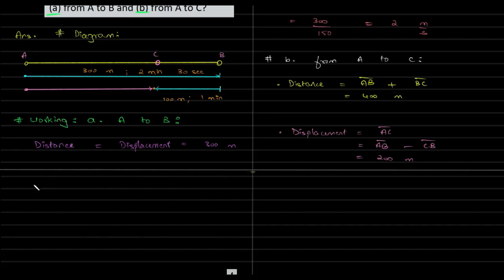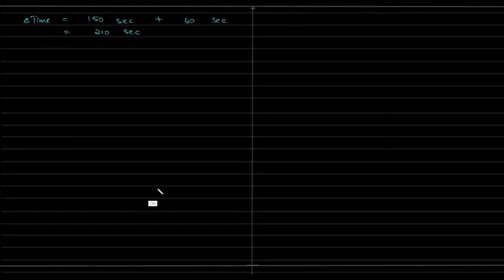So you guys can find the time. Difference in time would be, first is 150 seconds plus a minute. This would be equal to 10 seconds. And now we can talk about other things. Average speed. Other than 0, nothing else gets cancelled.